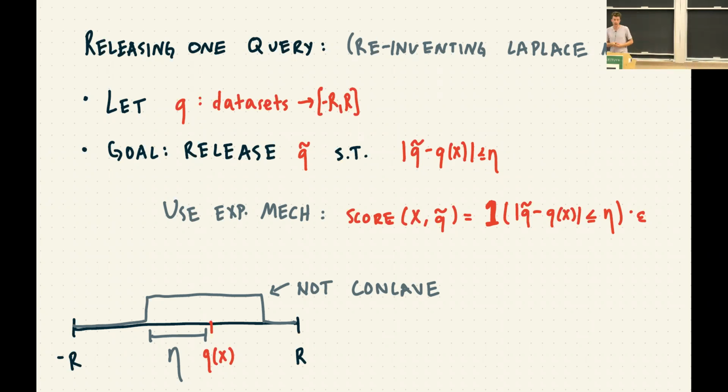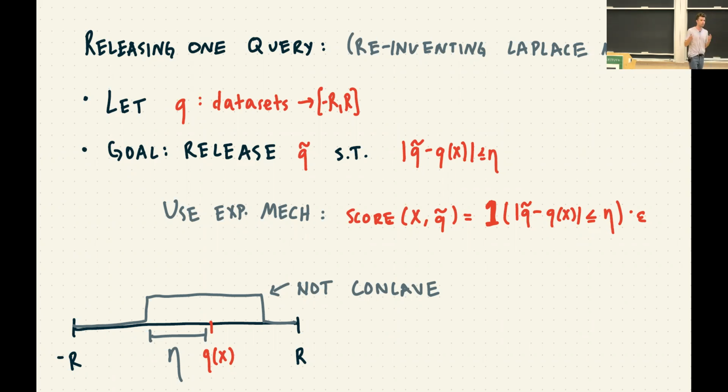And a natural way to do that, if I didn't know about this Laplace mechanism stuff, would be to define some score function over the space of all possible outputs q tilde in the range, say, minus r to r, where the score of an output is just the indicator that it's in the right interval. So the scores are 0, 1 valued. They're not very sensitive. And then I can scale it by my privacy parameter if I want.